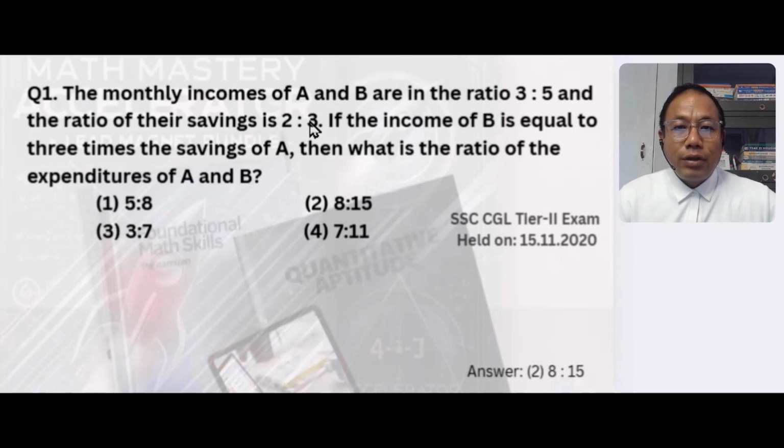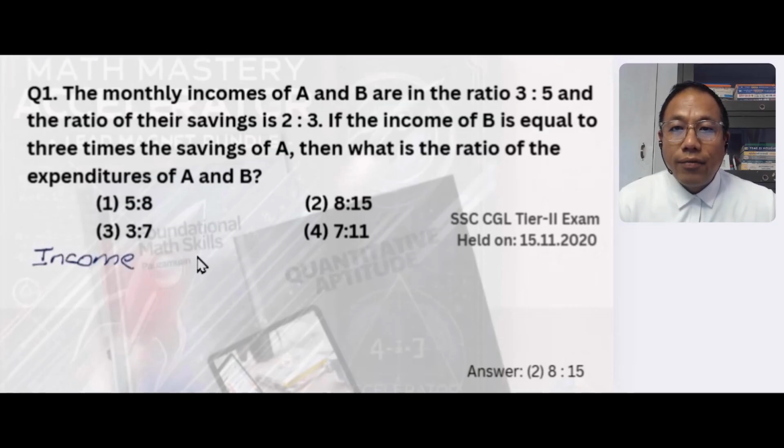The monthly incomes of A and B are in the ratio 3:5, and the ratio of their savings is 2:3. If the income of B is equal to 3 times the savings of A, then what is the ratio of the expenditures of A and B? Now we have income, right? Income here, and we have savings. What else do we have? We have expenditure.